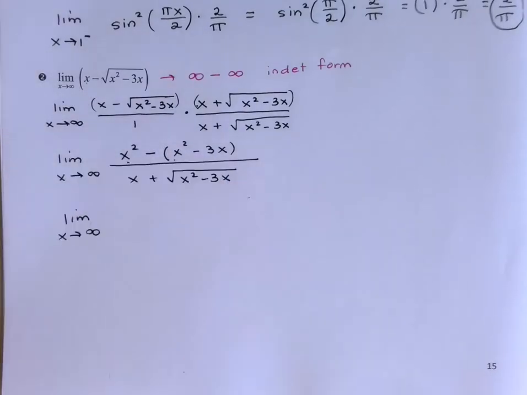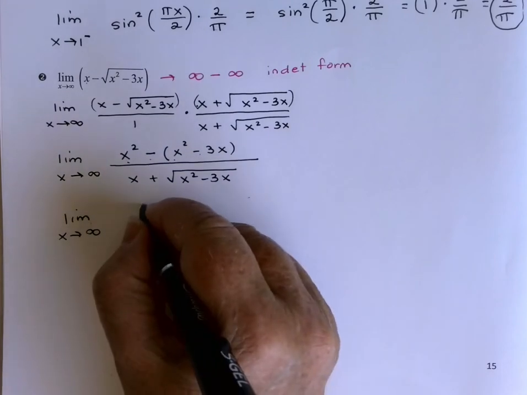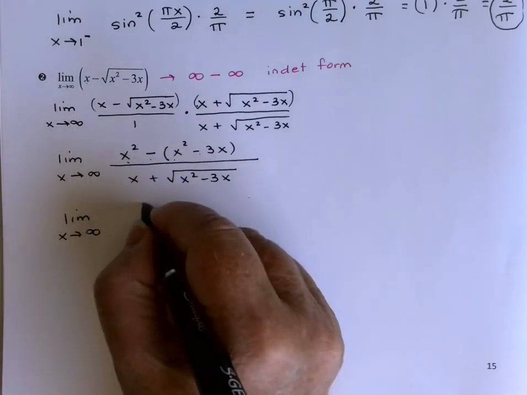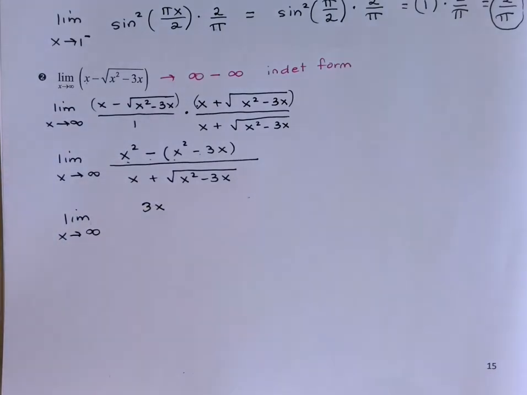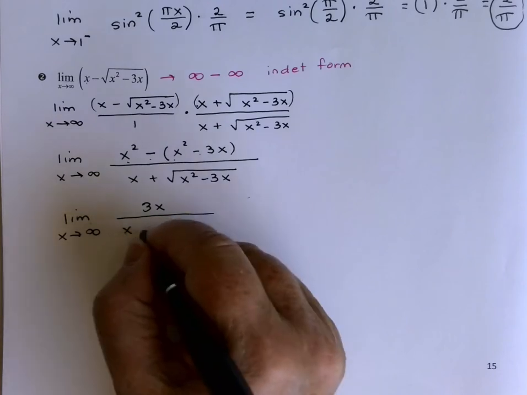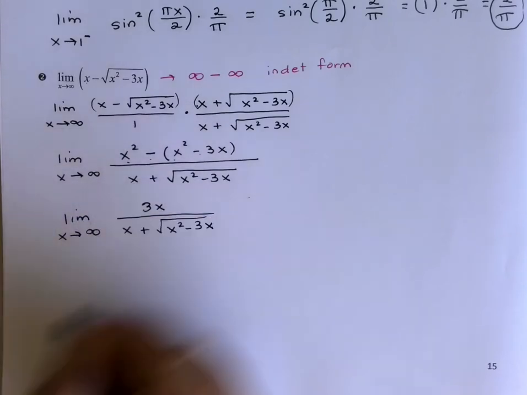Numerator, of course, x squared minus x squared is 0, and then I'll end up with a positive 3x. No, I did that right, yeah. Positive 3x. And then the denominator, x plus the square root of x squared minus 3x.